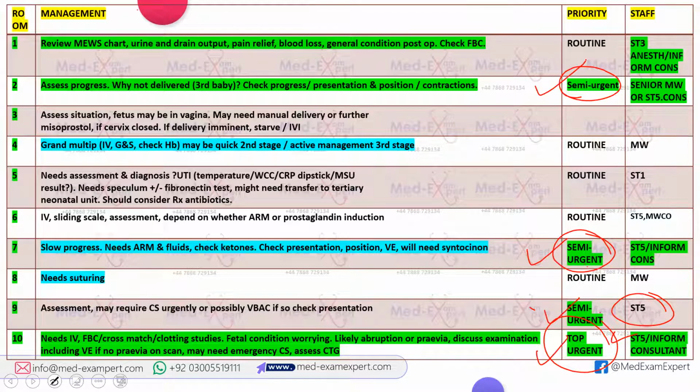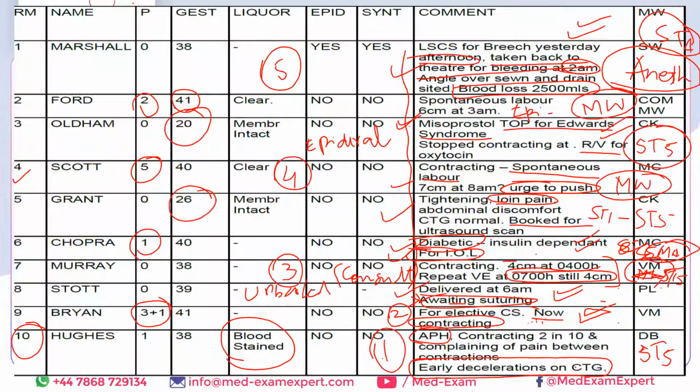Okay, Nazia? Yes, ma'am. One thing I wanted to ask, to give complete management in every case. Yes, please ask. In an APH patient, can we do a vaginal examination? APH, she is having pain. So yes, why not? Abruption, we do vaginal examination.